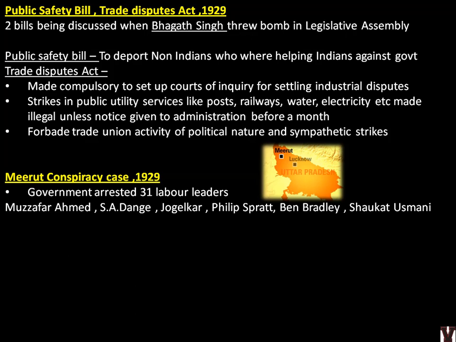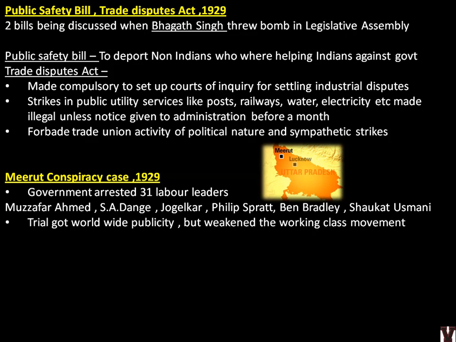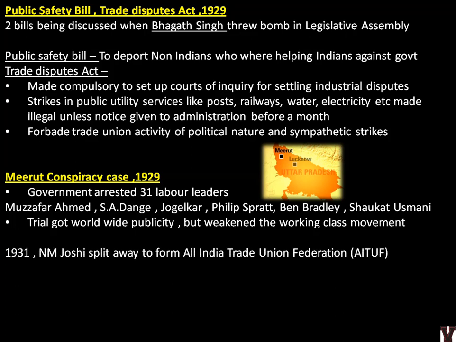You should know, we have learnt a lot of conspiracy cases like Alipur, Nasik, Lahore, Delhi. All these conspiracies have been covered in the previous 18 chapters. This is almost the last one, towards the 1930s, the Meerut conspiracy case. The trial got worldwide publicity but weakened the working class movement. So even though the reach was there, it was actually weakening the movement.